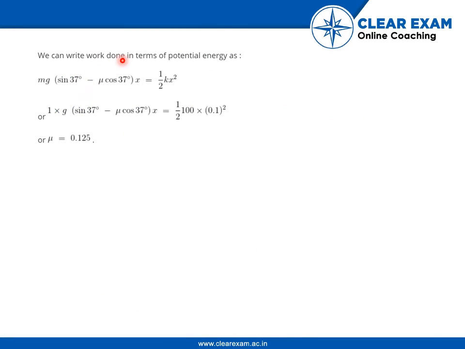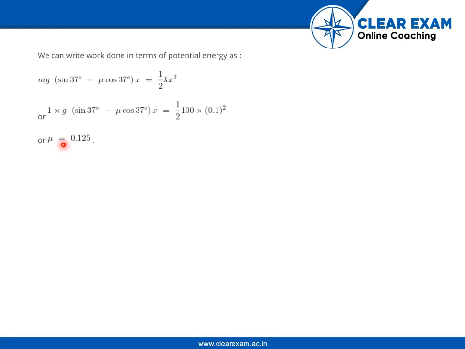Now we can write work done in terms of potential energy as mg into sine 37 minus mu cos 37 into x, which equals half kx square. So 1 into g into sine 37 minus mu cos 37 whole into x equals half into 100 into 0.1 square.